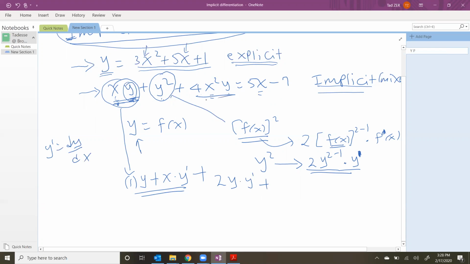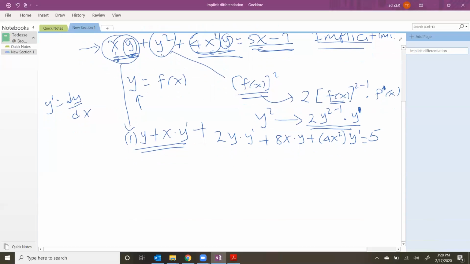Plus, let's go to the third one. Again, the third one is a product of 4x squared and y. I have to use the product rule. So that will give me 8x times y plus 4x squared times the derivative of y, which is just y prime, equal to the derivative of 5x minus 7, which is 5. That is how you find the derivative.